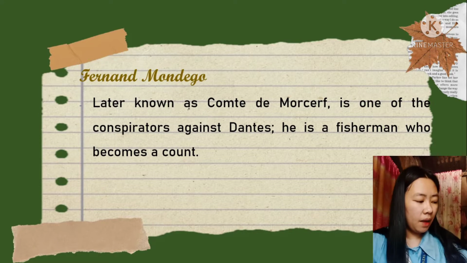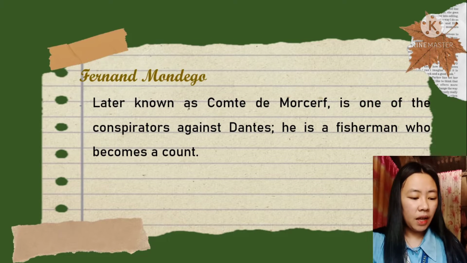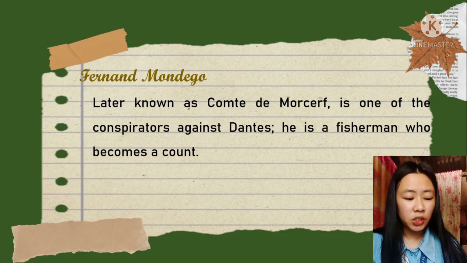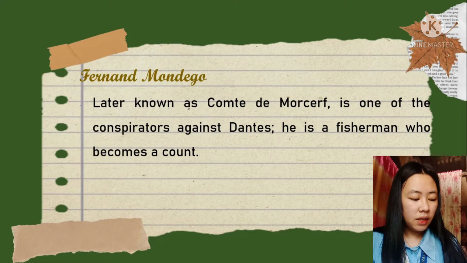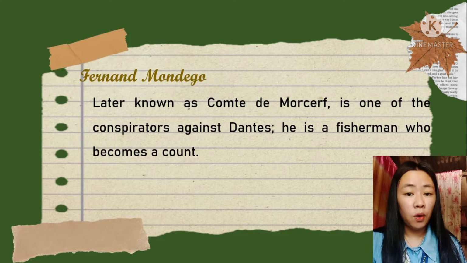When we say count, it is a title of nobility that varies slightly in meaning depending on which country you're in. When we are referring to a count, it is likely speaking about someone who falls in the middle of the social hierarchy. Not quite at the level of a king or queen, but far more impressive than the rest of us commoners.